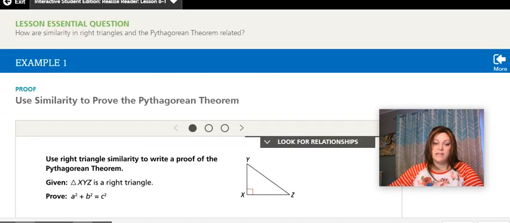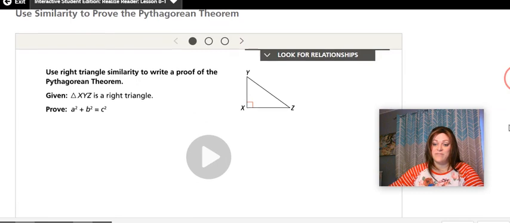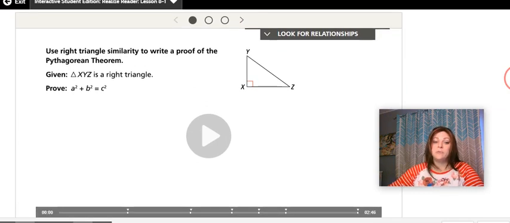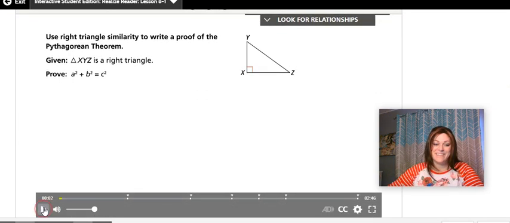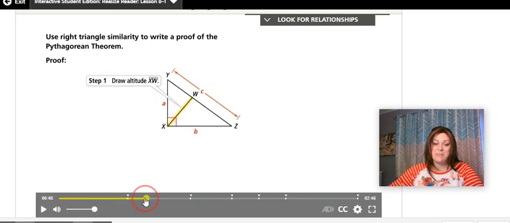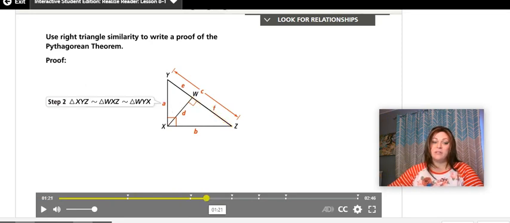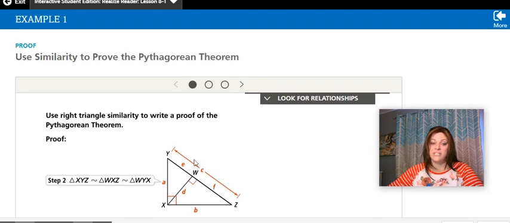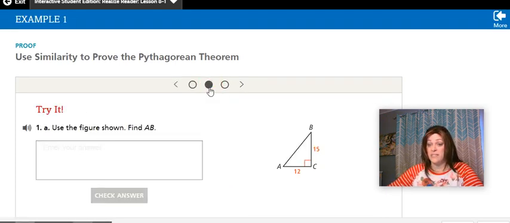Example 1 is a great example. In fact, it has a video step by step proving the Pythagorean theorem. It goes through the whole process step by step. It shows you how to solve them, how to make a similar triangle. So I highly recommend watching this video step by step to learn how the Pythagorean theorem was proven using similar triangles.